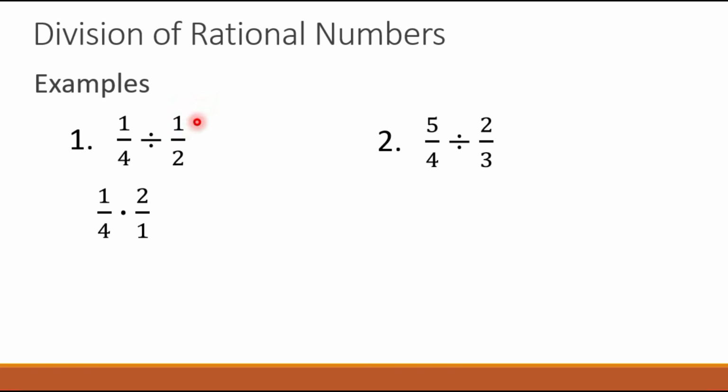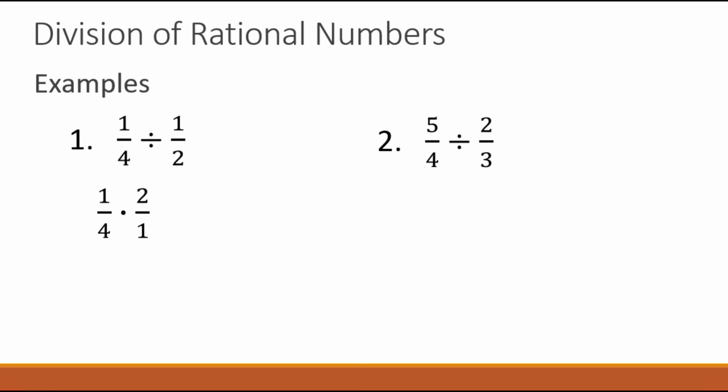So how do we get the reciprocal of the divisor? To get the reciprocal, simply interchange the numerator and the denominator. So 1/2, the reciprocal of that is 2 over 1. And then change the division symbol to multiplication.